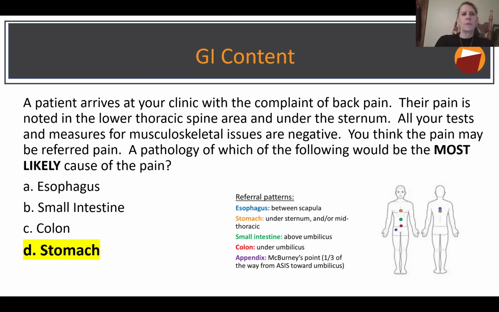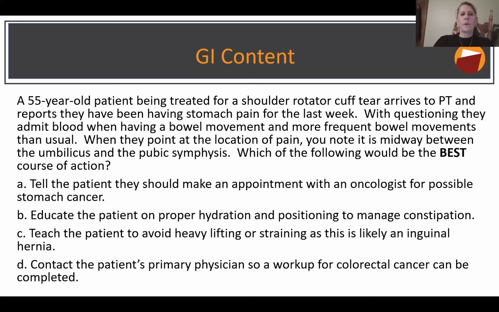All right, a 55-year-old patient being treated for shoulder rotator cuff tear arrives to PT and reports they have been having stomach pain for the last week. With questioning, they admit blood when having a bowel movement and more frequent bowel movements than usual. When they point at the location of pain, you note it is midway between the umbilicus and the pubic symphysis. Which of the following would be your best course of action?